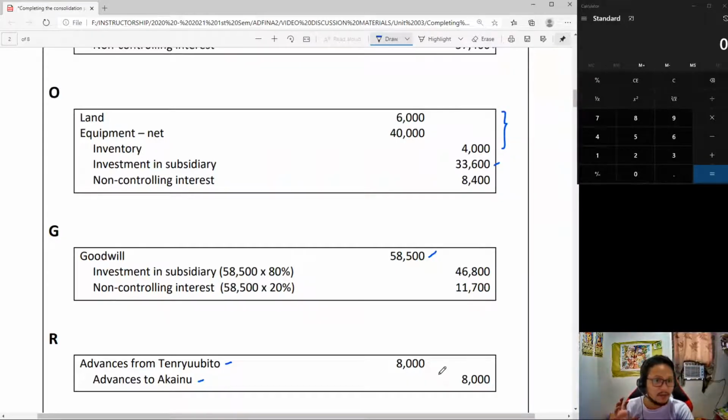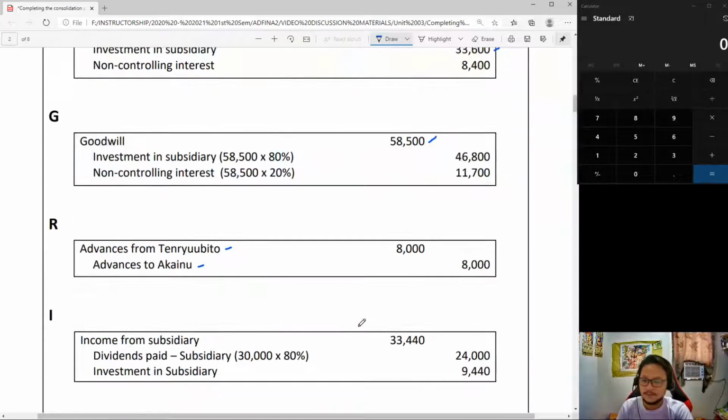Okay, so again, do pause the video if you would like, and let me proceed. Let's finish the entries. Income from subsidiary must be eliminated, and the dividend received by the parent from the subsidiary must also be derecognized, meaning it should not be presented as dividends in our Conso FS.